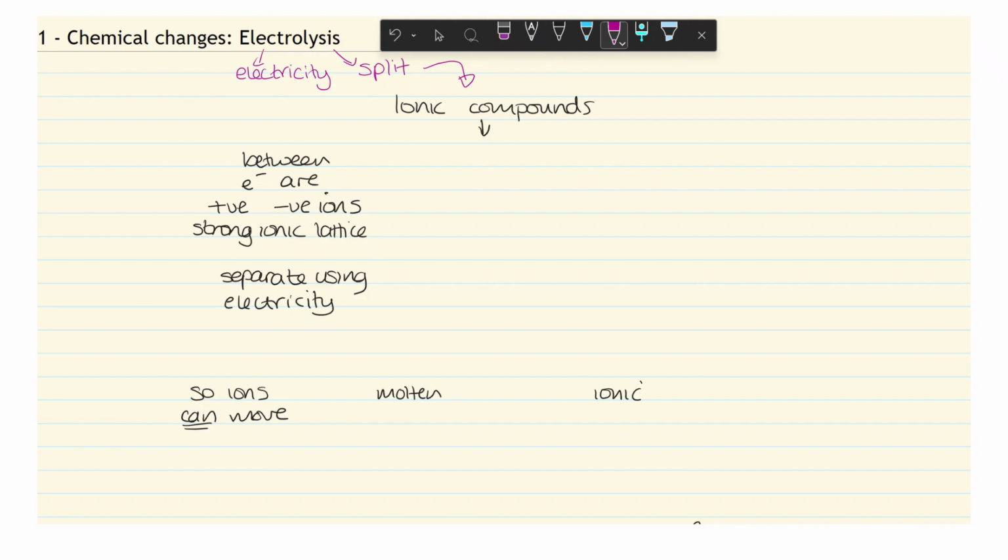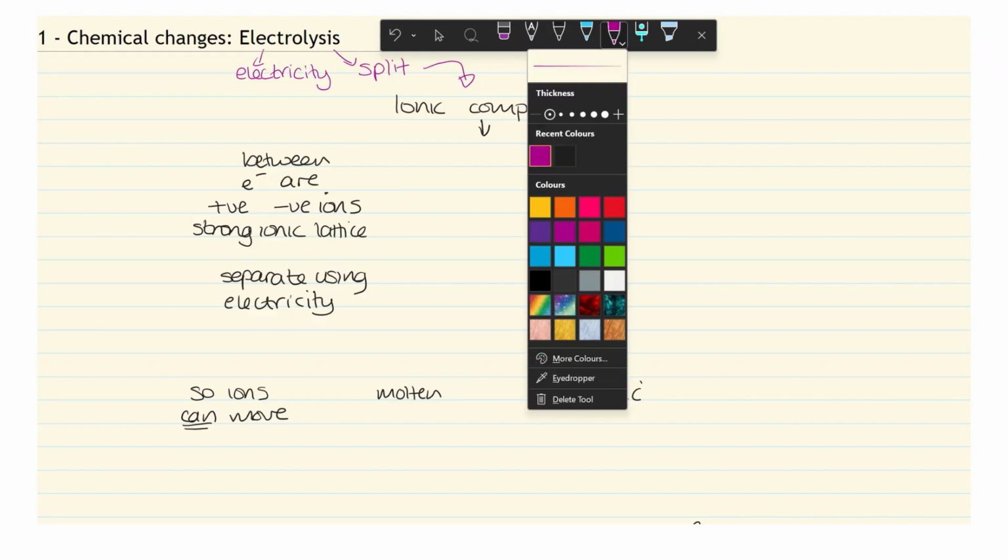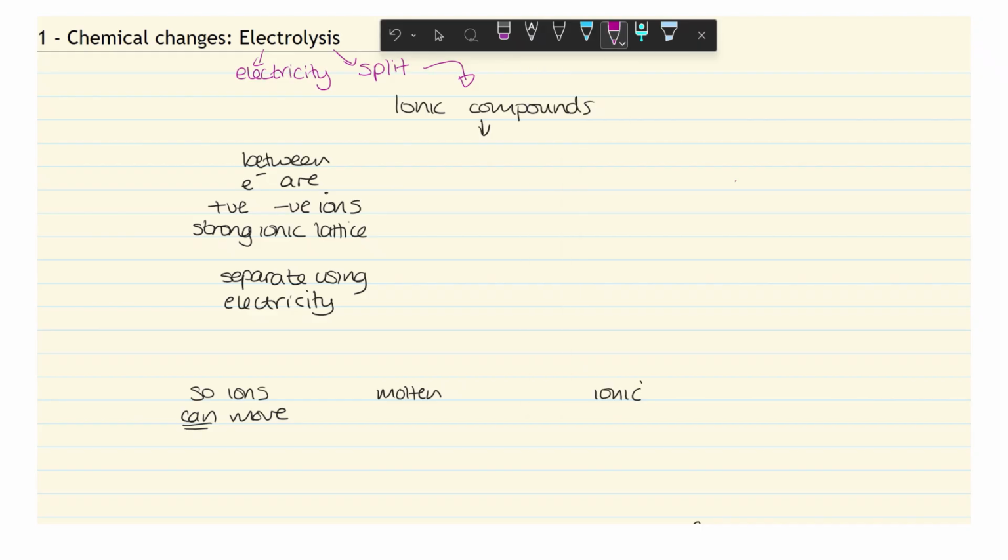So we need to revisit ionic compounds from topic 2, bonding. Now, ionic compounds take place between a metal and a non-metal atom. And in this scenario, electrons are transferred from the metal to the non-metal, making the metal a positive ion and the non-metal a negative ion.